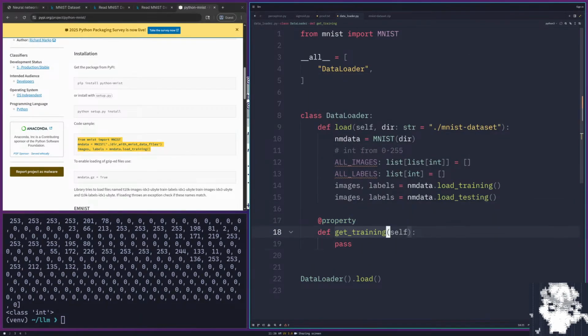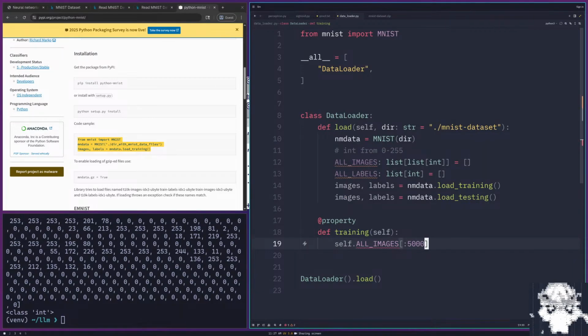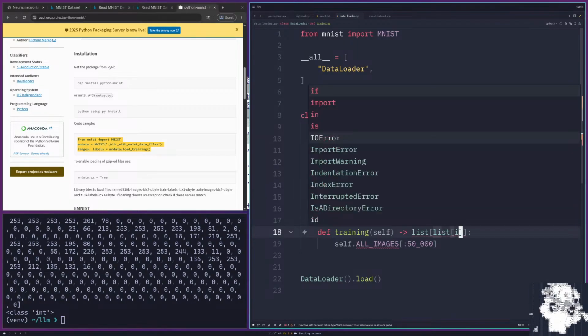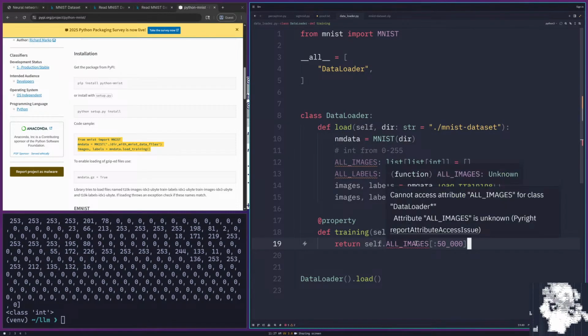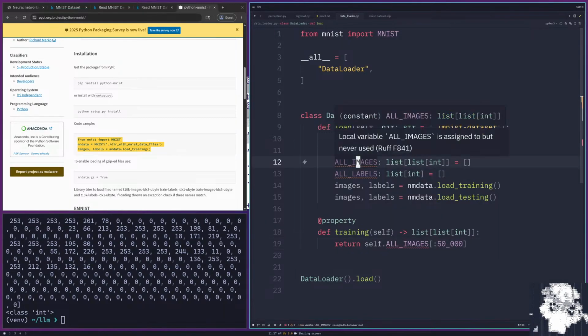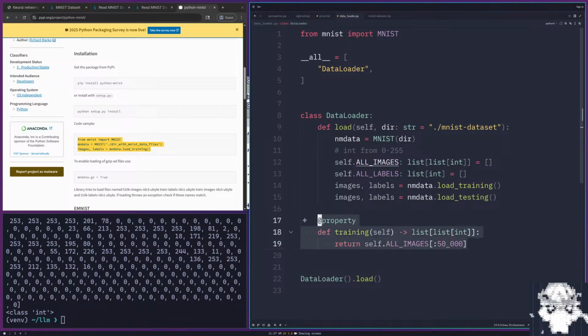Property. We're not even going to do get training because it's not actually doing anything. It's just going to return self.allImages. Give me the first 50,000. You can put underscores in Python integers to make it easier to read the 1,000 separators. List of int. Return this. And what's wrong with this? Because I didn't say that it's self. Okay, so this is training.